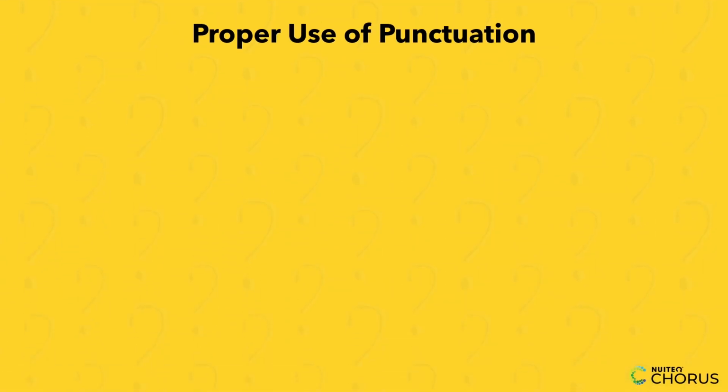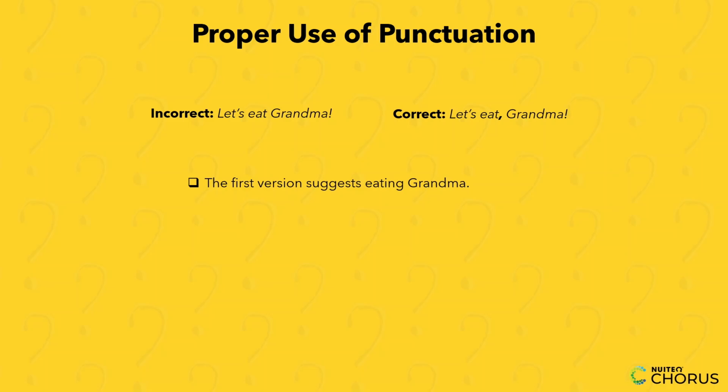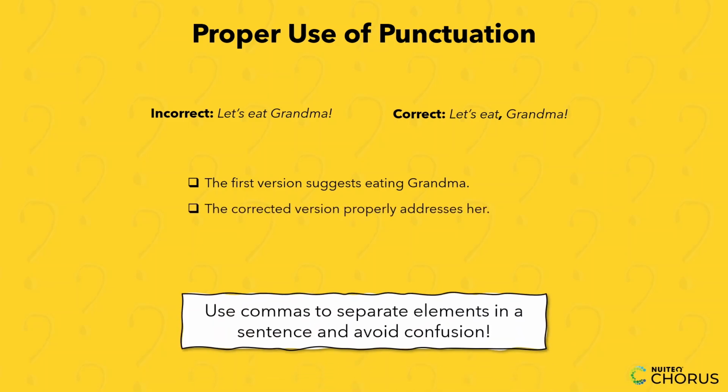Proper use of punctuation. Incorrect: let's eat grandma. Correct: let's eat, grandma. Why? A missing comma can completely change the meaning of a sentence. The first version suggests eating grandma, while the corrected version properly addresses her. Takeaway: use commas to separate elements in a sentence and avoid confusion.